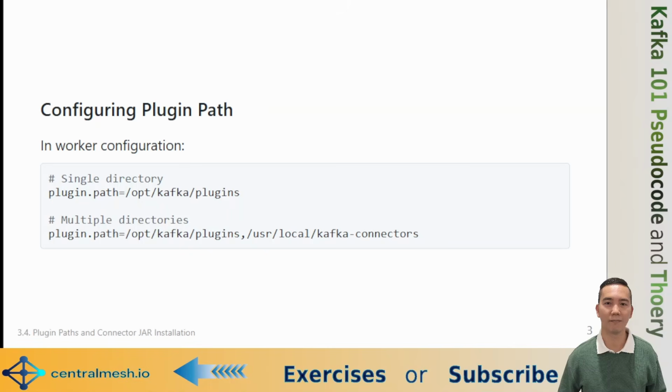This is useful when different teams manage their own connectors, or when you want to keep vendor connectors separate from internally developed connectors. For example, one directory might contain official Confluent connectors, another might contain custom connectors developed by your organization, while a third contains experimental plugins. The worker simply scans every directory listed in the plugin.path and compiles all discovered connectors into a single plugin registry.